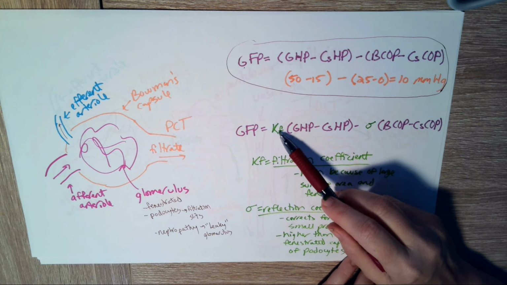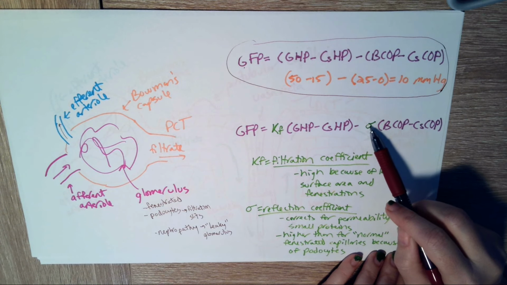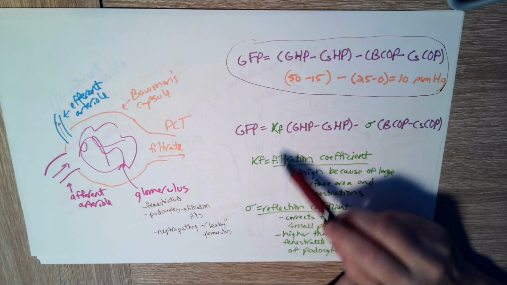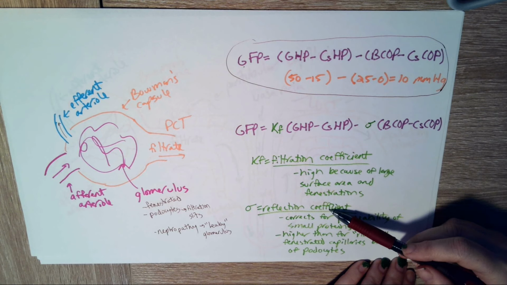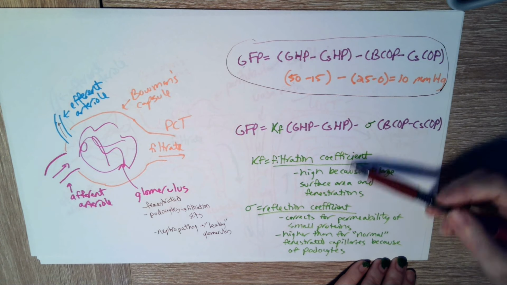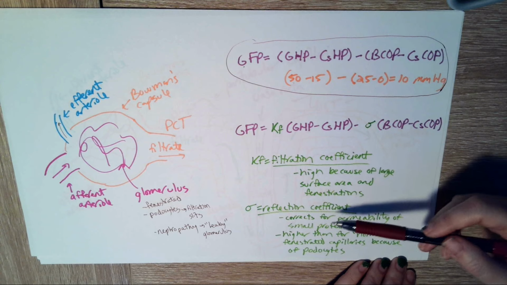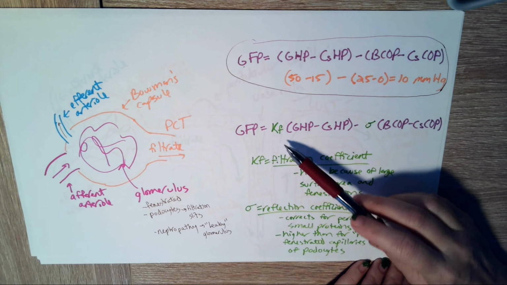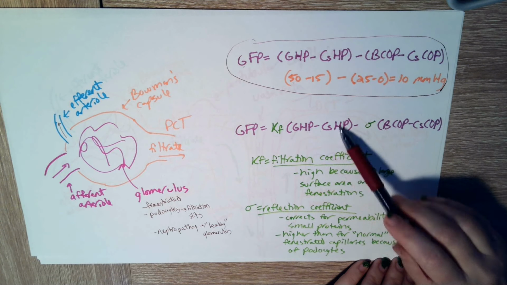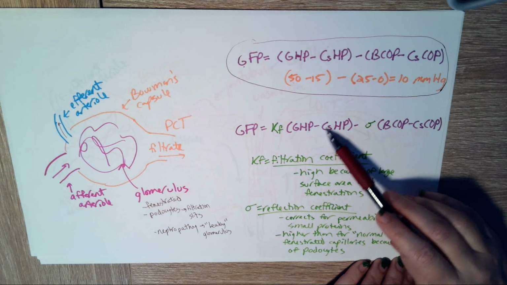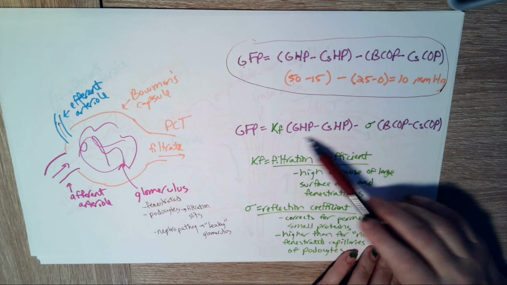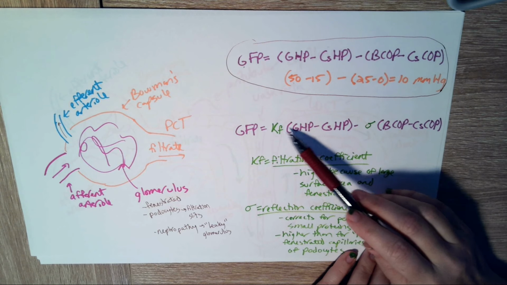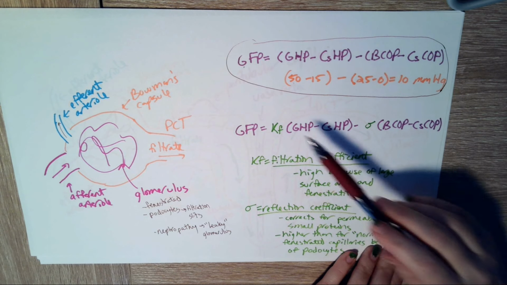So KF and this little squiggly thing here, where the KF is the filtration coefficient and the little squiggly thing is the reflection coefficient. So let's talk about the filtration coefficient first, then we'll do the reflection coefficient. For the filtration coefficient, it's modifying the net hydrostatic pressure. So if you increase this entire thing here, you're going to increase your filtration pressure.